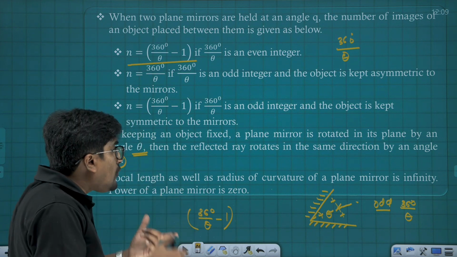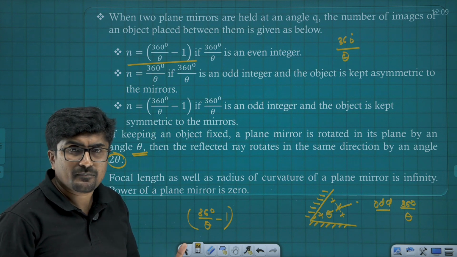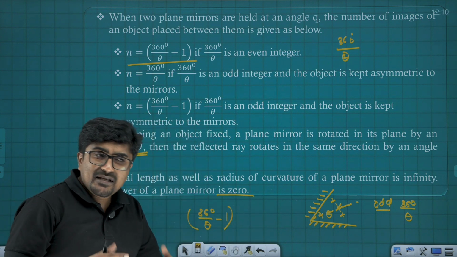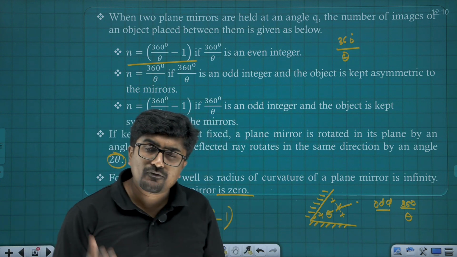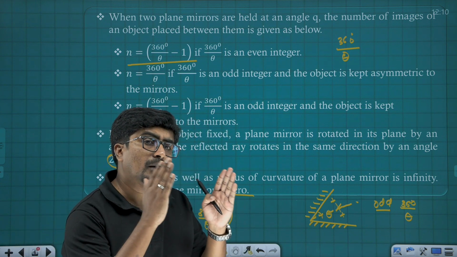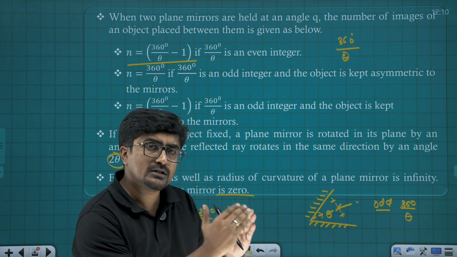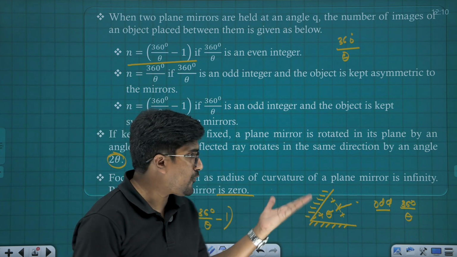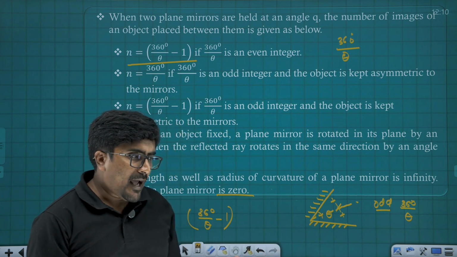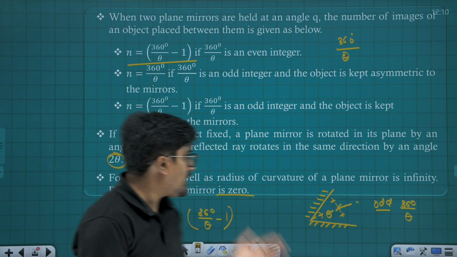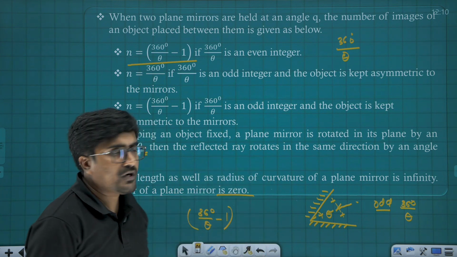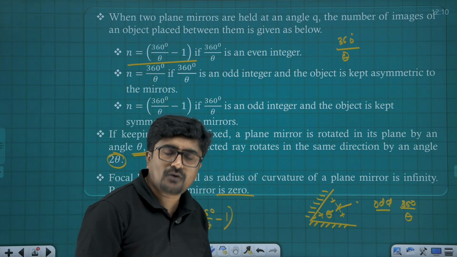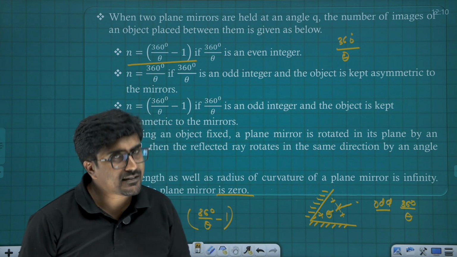And the next one is about the focal length as well as the power of a plane mirror. You all know that the focal length of the plane mirror is infinity. And what about the power? Power is 0. We find the focal length if the rays are coming from infinity, where they converge or seem to diverge from a point. For a plane mirror, no diverging or converging happens, so the focal length is infinity, and since diverging and converging do not take place, the power is considered 0.